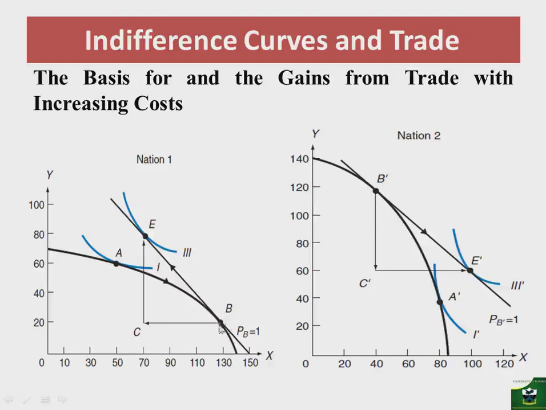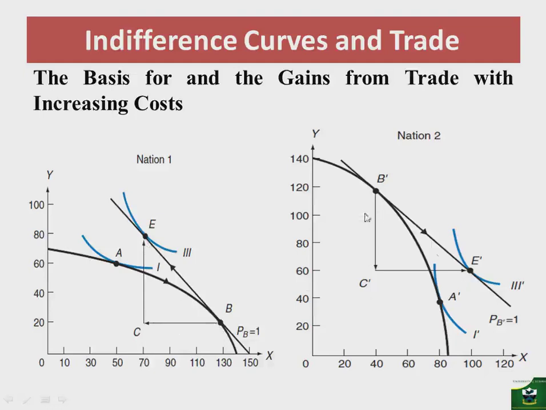So when nation 1 is at point B, it means it has produced more of X and less of Y because it is producing this commodity at a lower cost. As such, nation 1 can exchange some units of X with nation 2 for units of Y. If we assume that nation 1 exports 60X to import 60Y, then nation 1 will consume at point E, where 60 of X is exported and 60 of Y is imported.